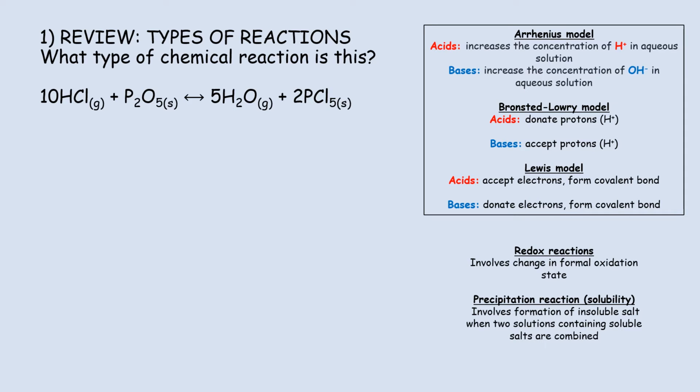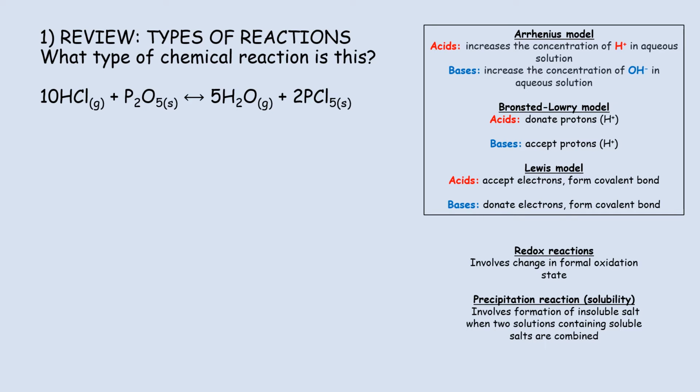Now, the Bronsted-Lowry model states that acids are proton donors and bases are proton acceptors. An example of a Bronsted-Lowry reaction would be ammonia reacting with water to produce ammonium and hydroxide ions. In that case, the ammonia would serve as a base, accepting a proton to become the conjugate acid NH4+, and the water would serve as an acid, donating a proton to become the conjugate base OH-.